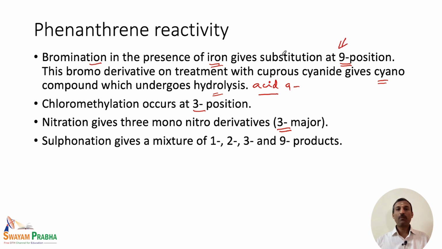So when we do simple addition reactions, the double bond undergoes reaction very readily. Whereas chloromethylation and nitration, which are very typical examples of electrophilic aromatic substitution reaction, happen on the aromatic ring. So that means instead of 9 and 10 positions, the 3 position undergoes the reaction very readily. And when we do sulfonation reaction, here again 1, 2, 3 are the major places where the reaction proceeds, and of course some amount of 9 substitution is also formed in that reaction.